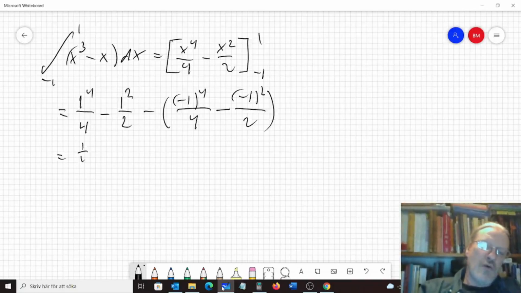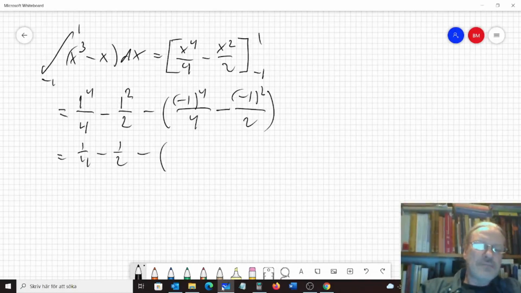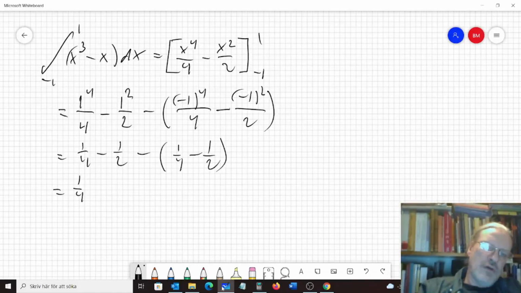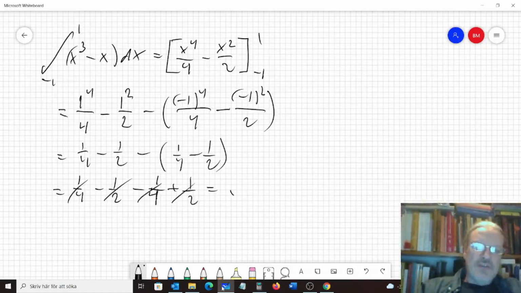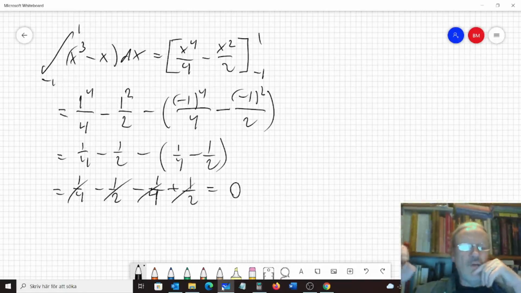Equals 1/4 minus 1/2 minus 1/4 minus 1/2, equals 1/4 minus 1/2 minus 1/4, minus that becomes plus 1/2. And see, this will cancel against that and this against that, equals 0. So this integral evaluates to 0. So the area should be 0.